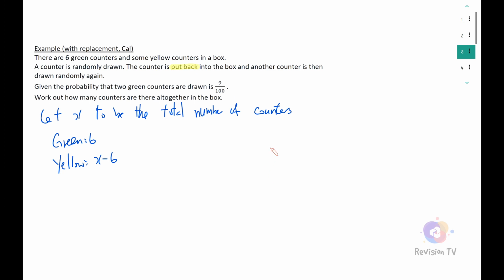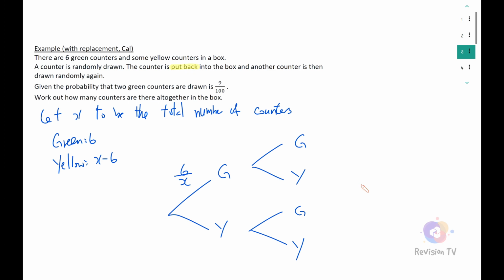So, given the probability that 2 green counters are drawn is 9 over 100. Right. So what we can do is we can draw a tree diagram, step 2. So the first pick is green or yellow. Second pick could either be a green or yellow. Again, green or yellow. Right. So if there are x altogether, first of all, to begin with, there are 6 green counters. So the probability of getting a green counter is 6 out of x. And the yellow will be x minus 6 out of x.